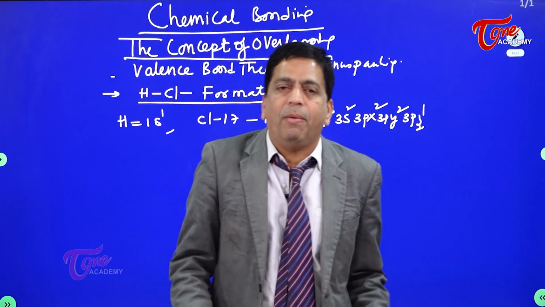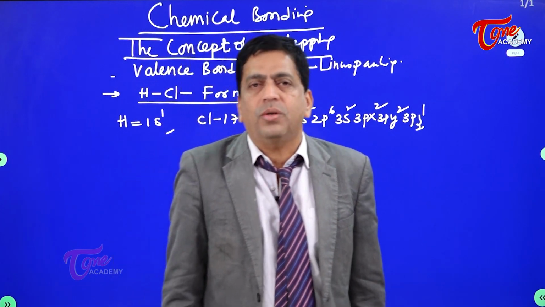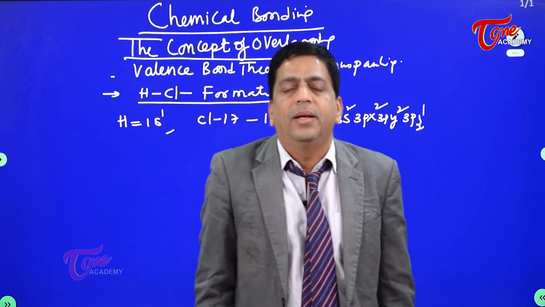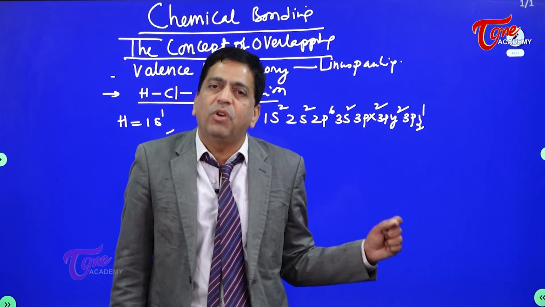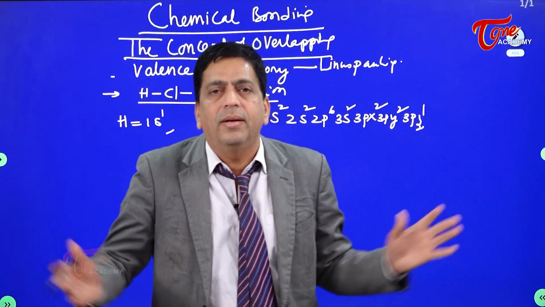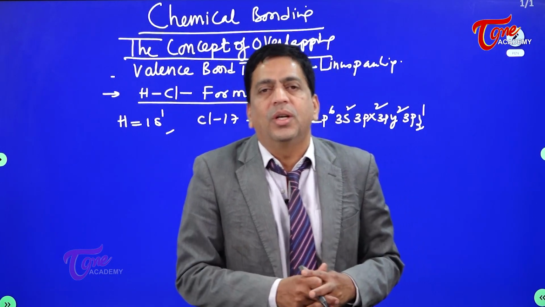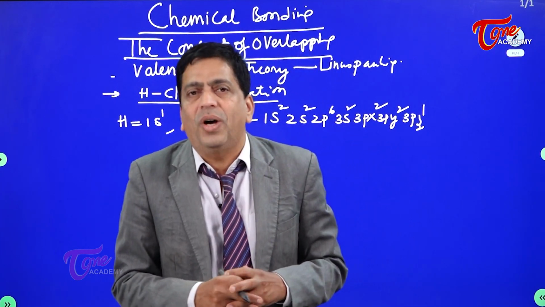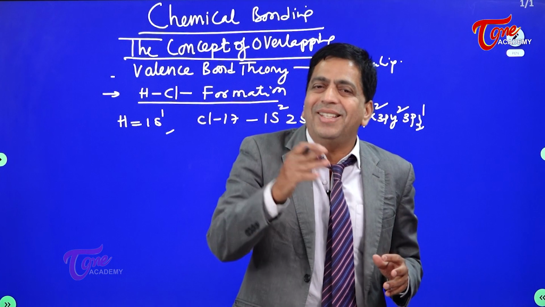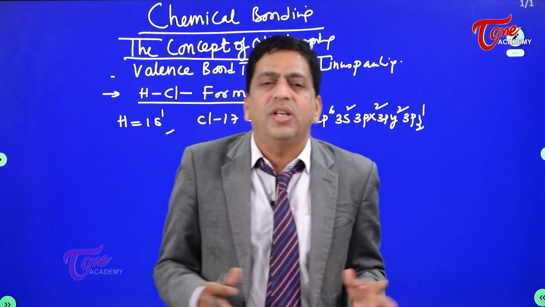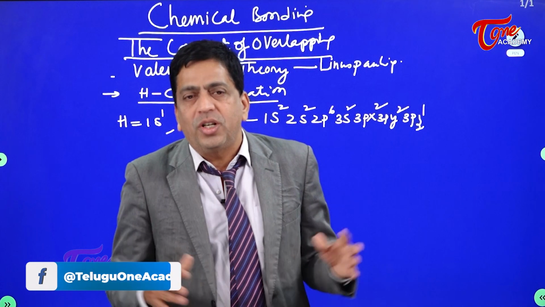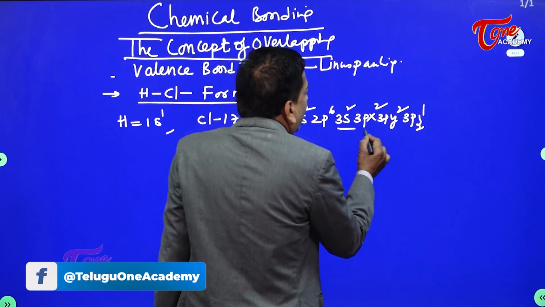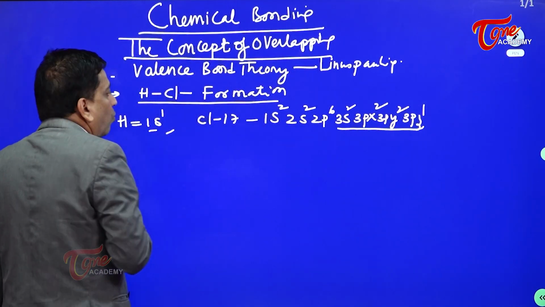As a chemist, I have a practice, and you should also practice it. Whenever I write an electronic configuration, I have the habit of underlining the outermost shell, because it is the outermost shell which will participate in the bonding, not every orbital. So while writing the electronic configuration, please underline the outermost shell. The shell is designated by the principal quantum number, and the outermost shell is 3. So the entire 3 is underlined, and for hydrogen it is 1s1.